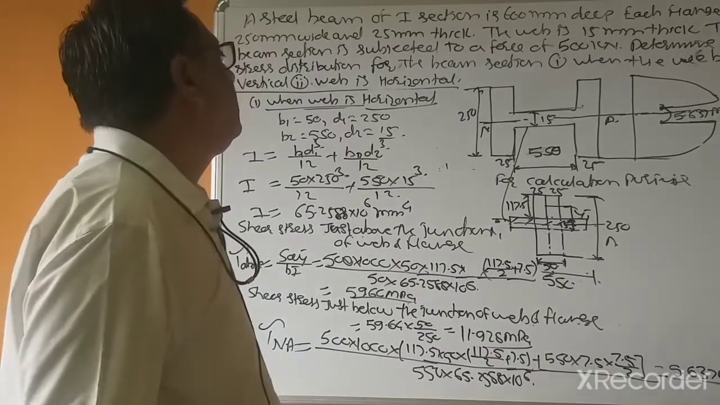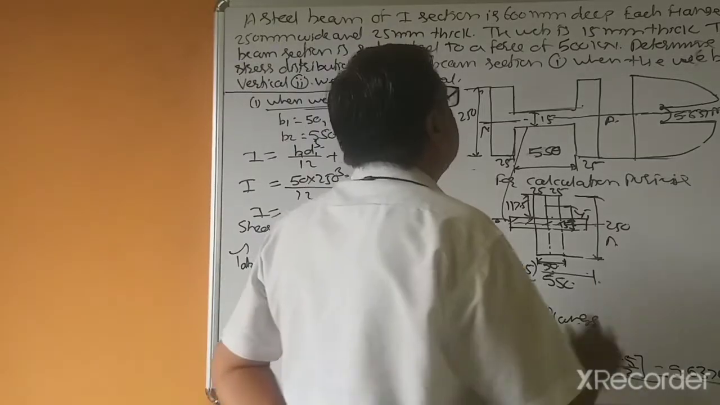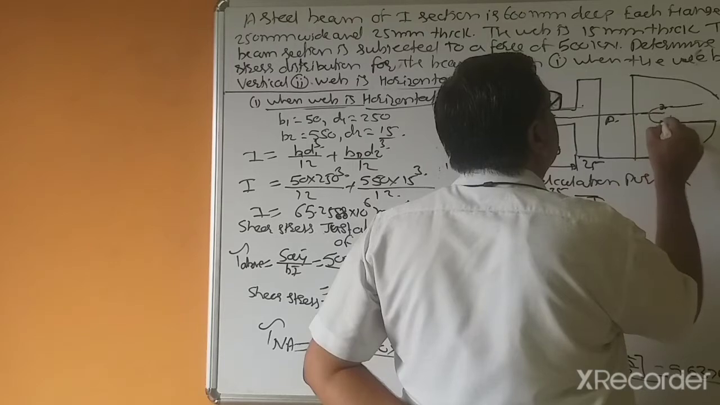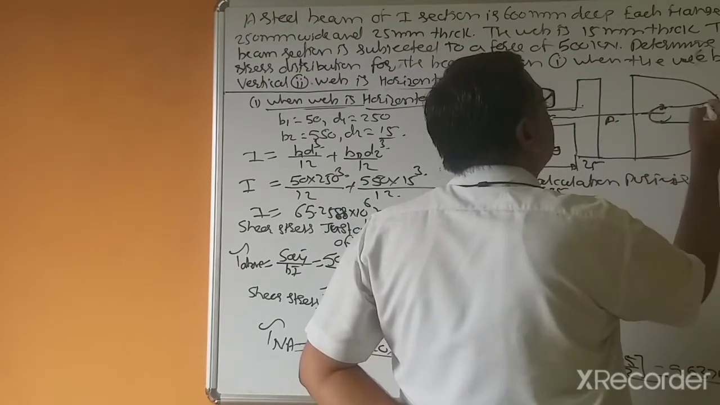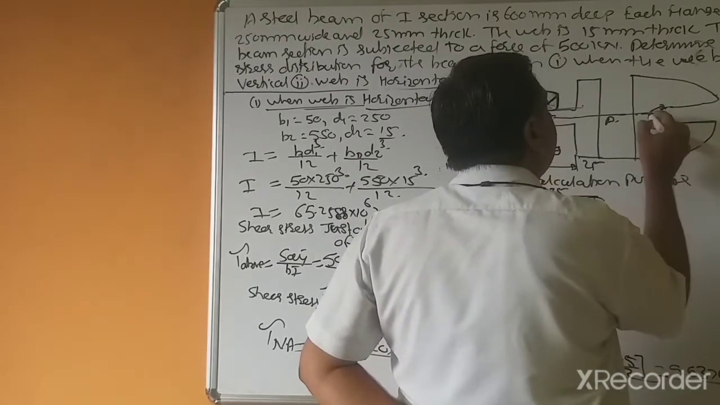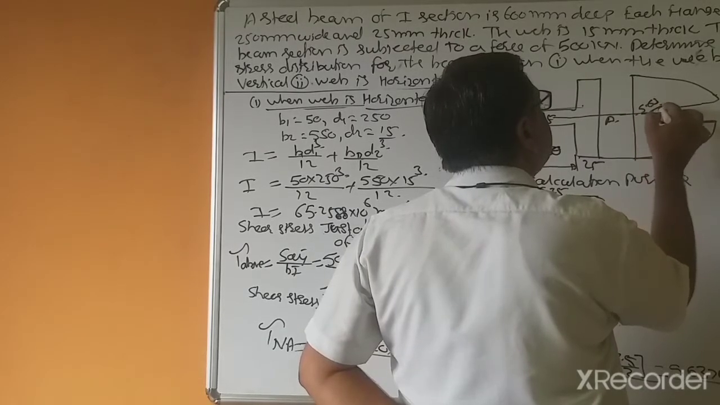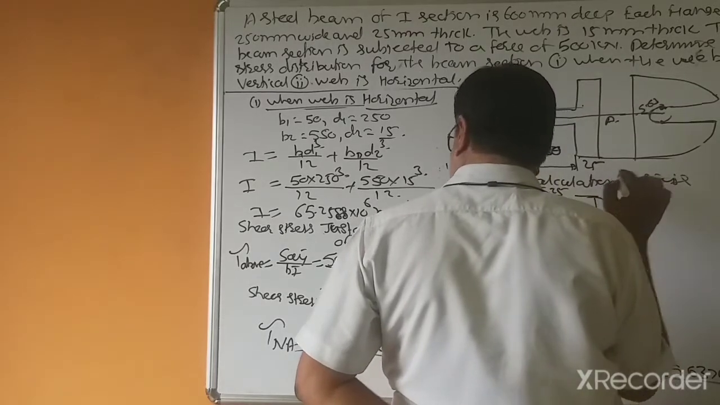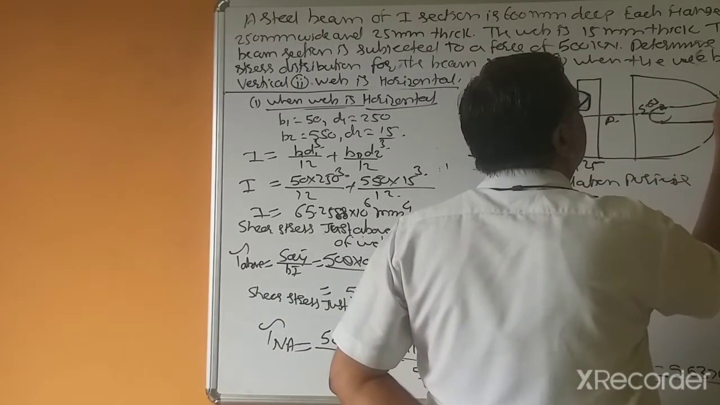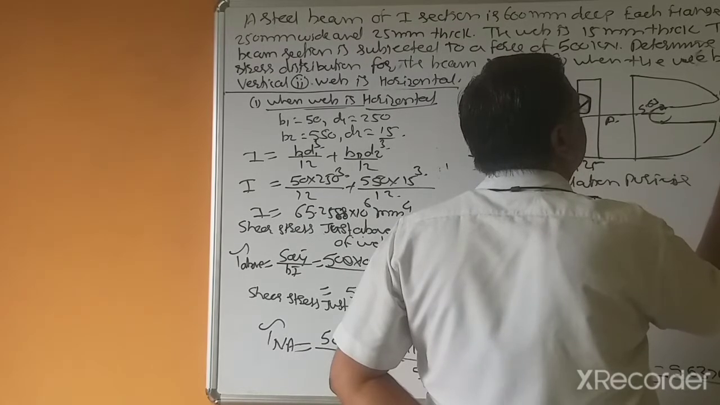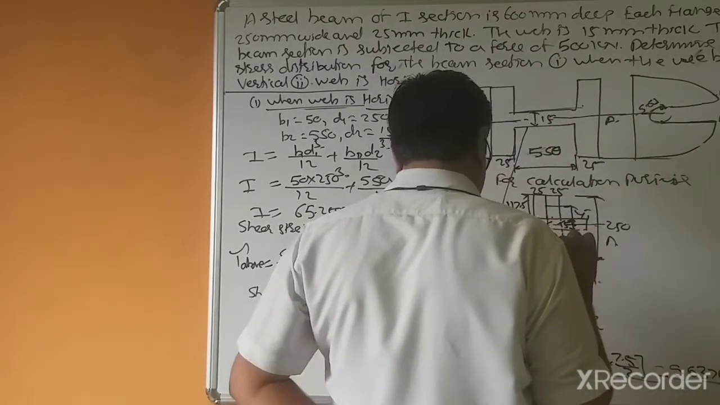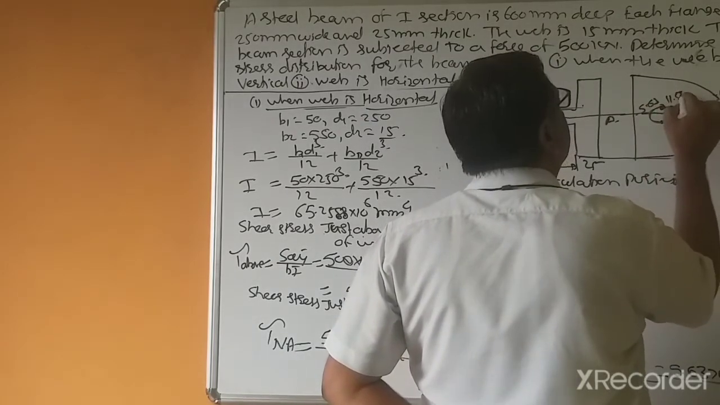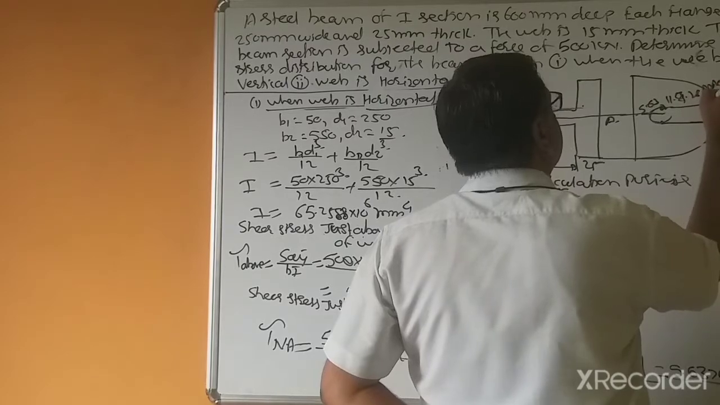So what we calculated, that is correct. So here, about the neutral axis you got, likewise, this is 5.63 and this is 59.64 megapascal, and here 11.928 megapascal.